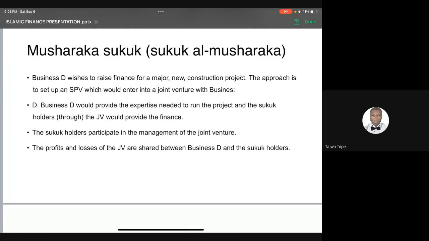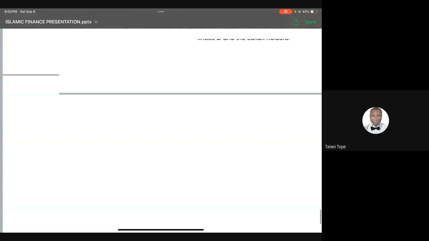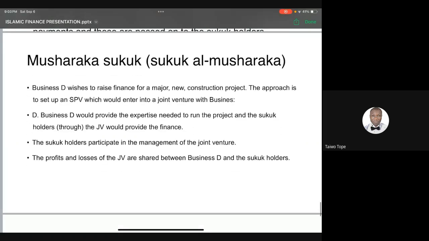Then the sukuk holders will participate in the management of the joint venture. And the profit and losses of the joint venture will be shared between the owner of the business, business D, and the sukuk holders, who are the investors that came together to form the joint venture. And this is the end of this slide. So over to you, sir.